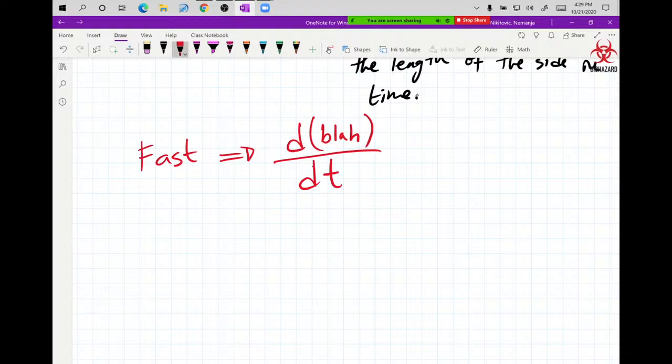So how fast is the volume changing in time? How fast is the area changing in time? How fast is the distance changing in time? Hey, that's velocity. How fast is the velocity changing in time? That's acceleration. So every time you hear the word fast, it immediately means the derivative in respect to time. Now, all of the derivatives that we are going to have here are going to be derivatives in respect to time.